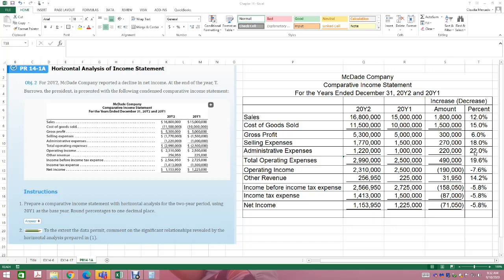My cost of goods sold increased by 15%. My sales increased by 12%. Your other revenue increased by 14.2%. So it puts it into a perspective of percentages versus dollar amount. My selling expenses could have increased by 270, but what does that represent? Well, that represents an 18% increase. Okay, so that was the first requirement.